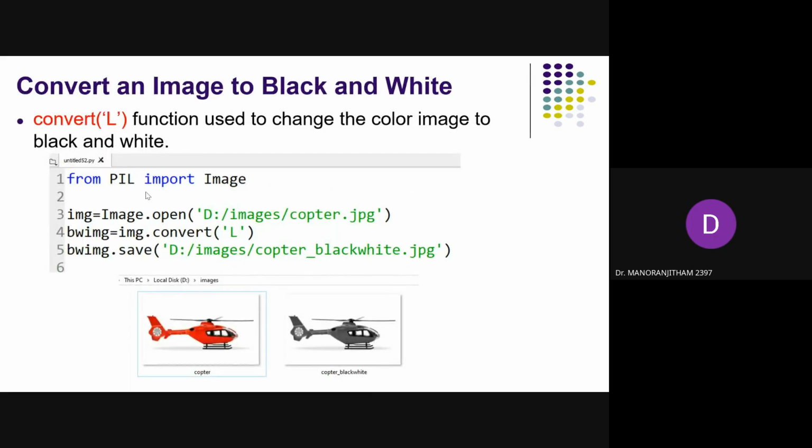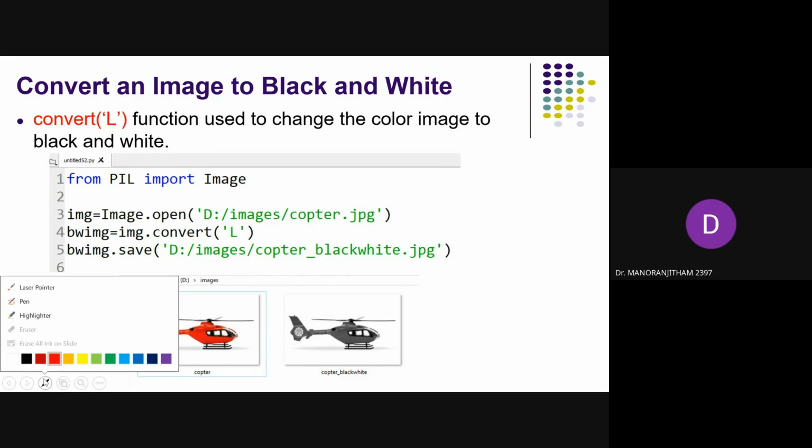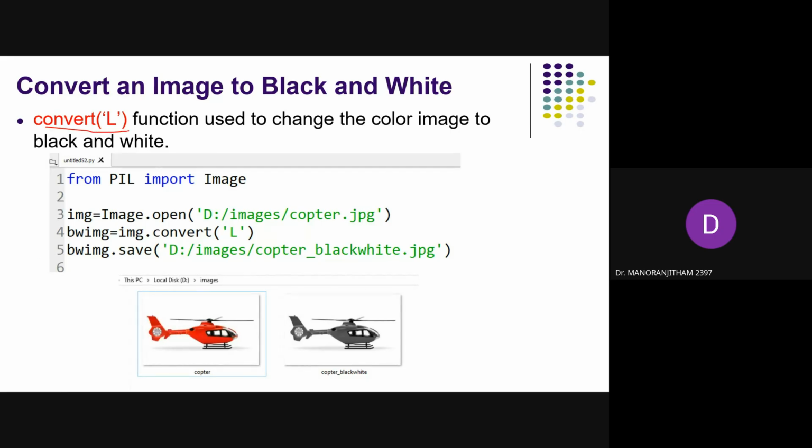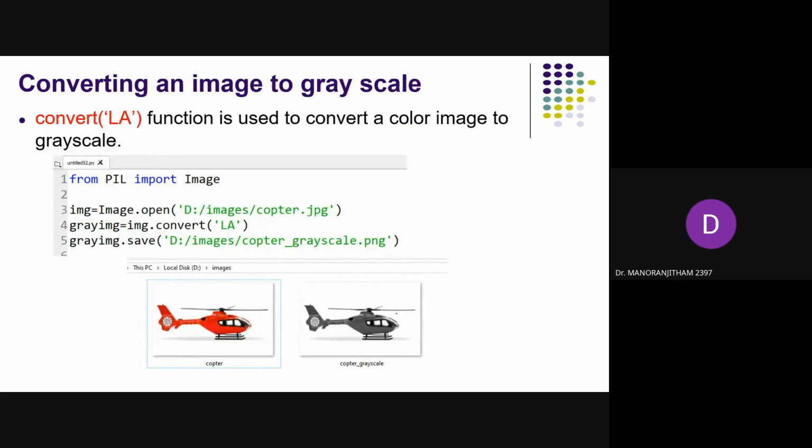Now if I want to change the color of the images or the mode of the colors: to change from color image to black and white, you have to use convert L. This is the function convert, within the single quotes you have to use this L. So if you have a color image and you want to change it to black and white, you use img dot convert, and inside the argument will be L. If you specify this, it will change the color image to black and white.